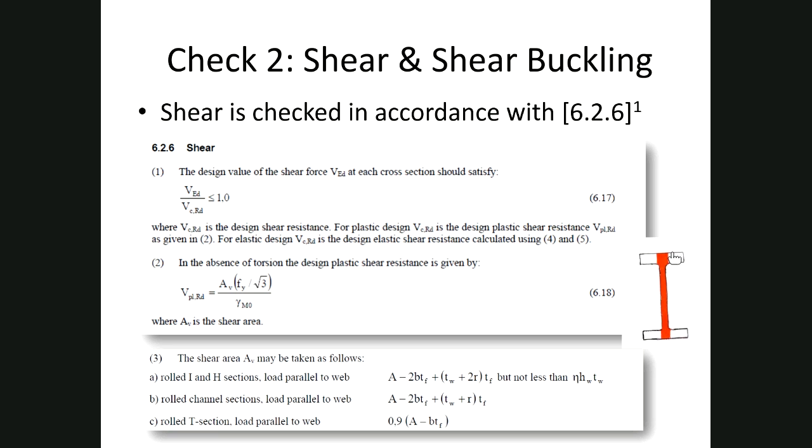Then you take away 2 times b times tf. So you have the width of the flange at the top and the thickness of the flange, and you take away all of that area at the top and the same at the bottom. Then you add back in the thickness of the web, tw, plus 2r, the radius here, multiplied by tf. So you're adding back this area in here. And then it should be not less than hw, the height of the web, times tw, the thickness of the web, times eta, and eta is usually taken as 1. Okay, so that's the shear area.